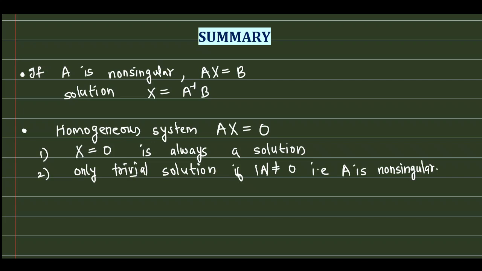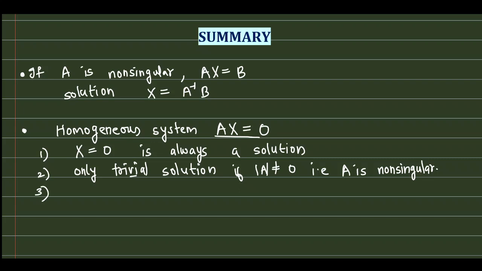First we note that Ax equal to 0 always has a solution. Whatever be the value of A and x, a homogeneous system will always have a solution, and that solution is called the trivial solution. It is always there. And the system will have only the trivial solution, that is, no other non-trivial solution exists, if A is non-singular, that is, if the determinant of A is not equal to 0.